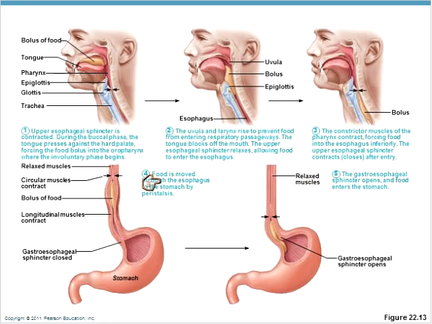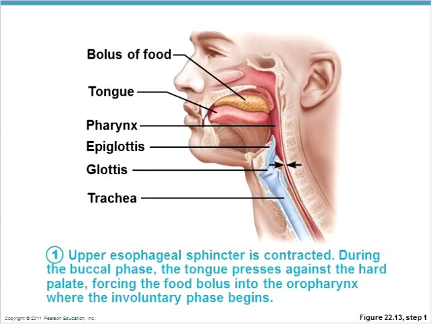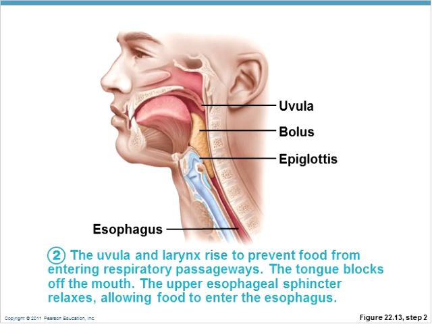And this takes you to that process of how that food is swallowed, and I would really walk through that in your book. Again, you can look at it here. You'll see the upper esophageal sphincter is contracted during the buccal phase. The tongue presses against the hard palate, forcing the food bolus into the oral pharynx, where the involuntary phase begins. The uvula and the larynx rise to prevent food from entering the respiratory passageways.